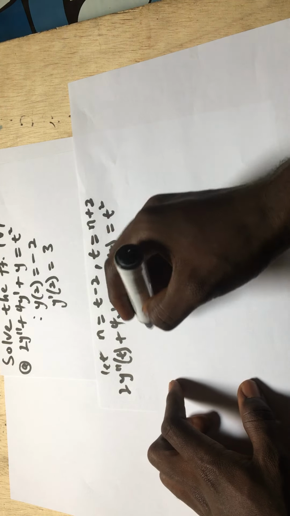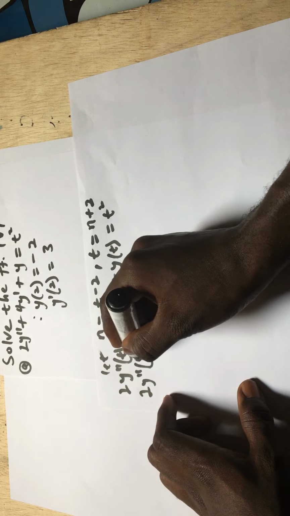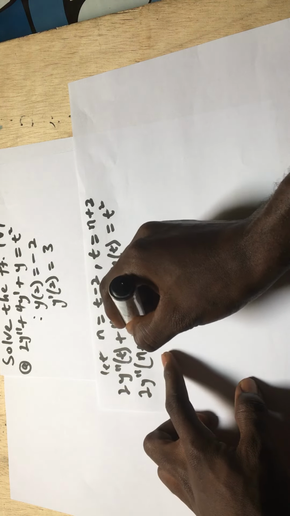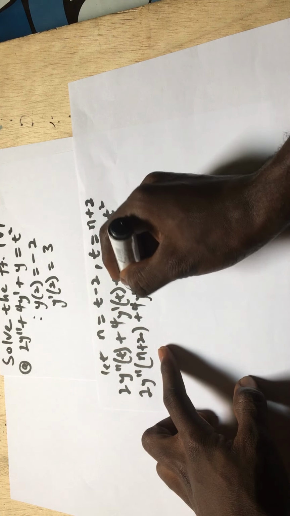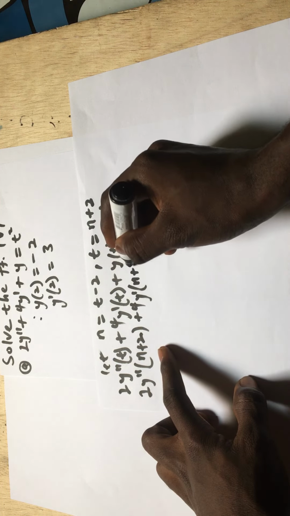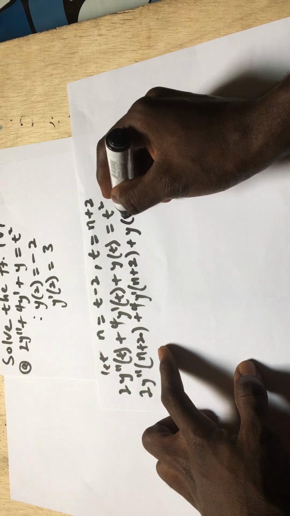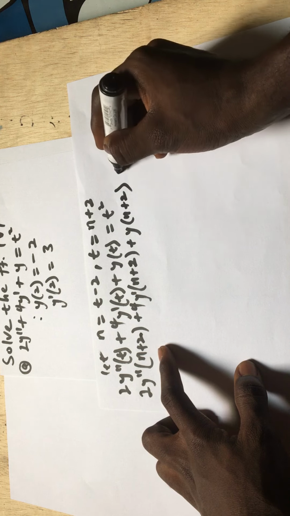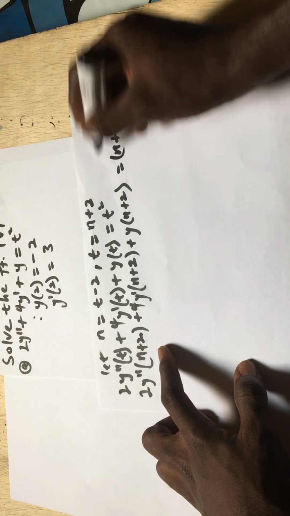Are we okay? So we are having 2y prime of n plus 2. Are we okay? Plus 4y prime of n plus 2. Now plus y of n plus 2 must be equal to n plus 2 all square.